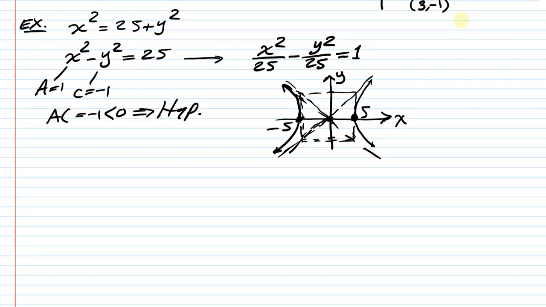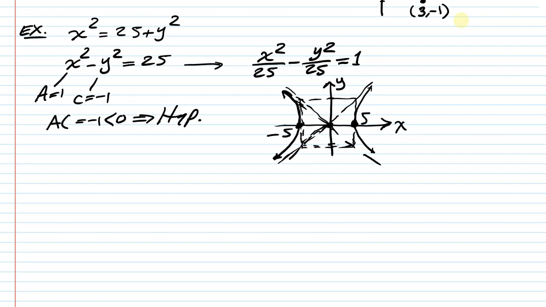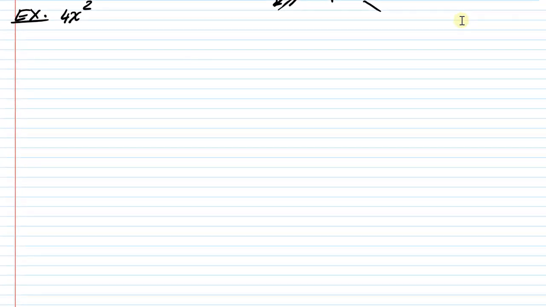Okay, now, well, let's see. Let's try our last example. Let's say in this example, the general equation, 4x squared minus 8x plus 9y squared minus 36y equals -4.